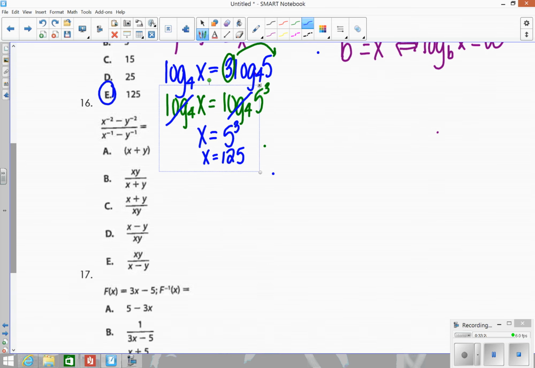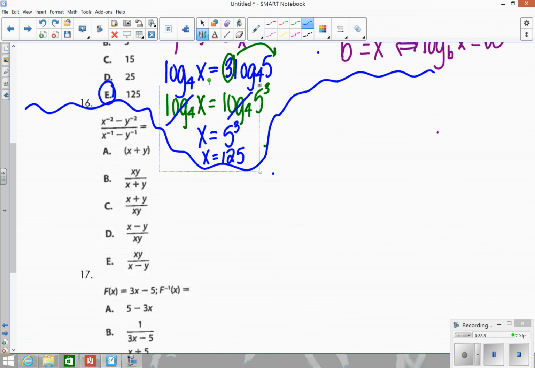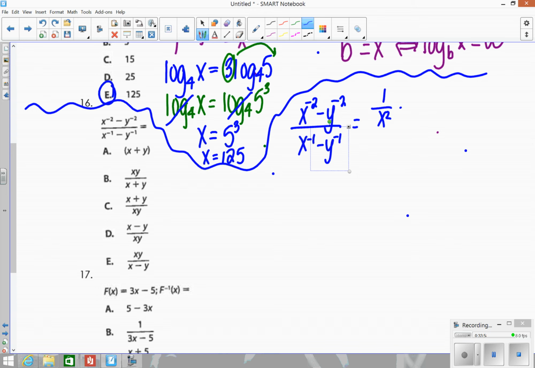The next one here, number 16, we're looking at this expression here. First thing we want to do is get this so that we don't have any negative exponents. So if I have x to the negative 2 minus y to the negative 2 over x to the negative 1 minus y to the negative 1, first thing I'm going to do is rewrite this so that I have positive exponents. So this is the same thing as saying 1 over x squared minus 1 over y squared over 1 over x minus 1 over y.